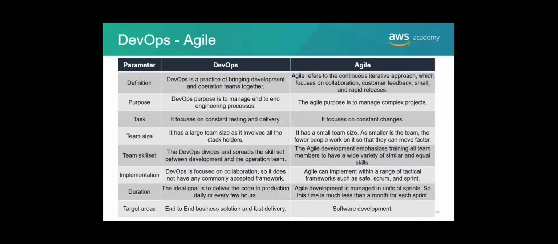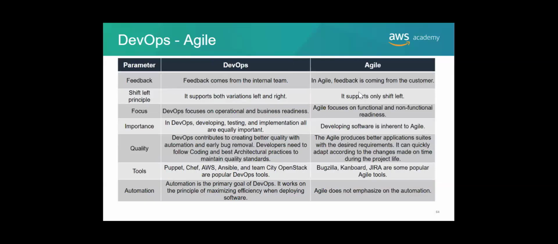The ideal goal in DevOps is to deliver the code to production every hour. That's what I have told you. Target area in DevOps is the end-to-end business solution. Here it is only software development. Again, feedback comes from the internal team in one, and comes from the customer directly in the other. DevOps supports both left and right shifting. Shifting means going back and forward and moving forward. Agile supports only left. Focus is only on operational business readiness in one, and on functional and non-functional readiness in the other.